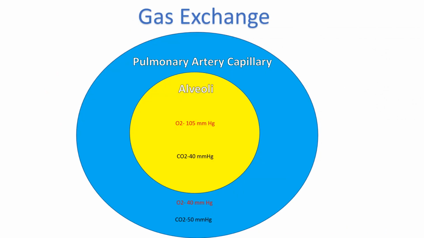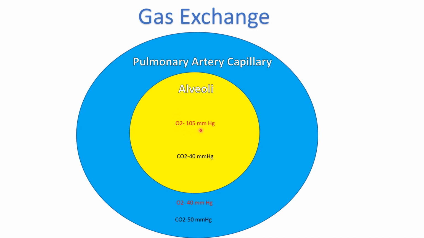Now that we know how the lungs are supplied with the capillaries or the blood vessels from the heart, let's look at what happens in those capillaries and the alveoli itself. Okay, so in this picture of the alveoli, this is the pulmonary artery, which is the blue circle that you're seeing, and the yellow circle that you're seeing is the alveoli.